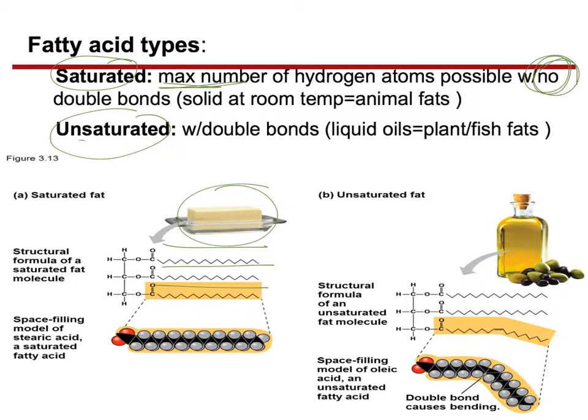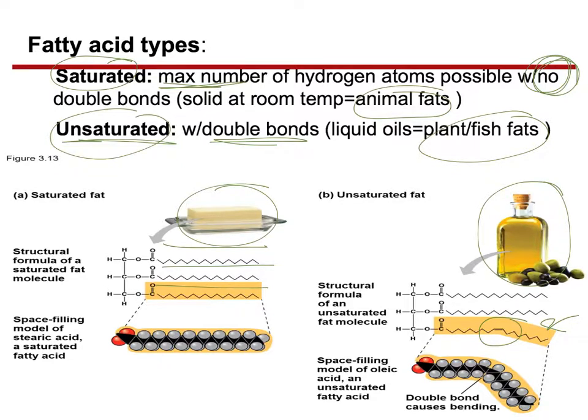On the other hand, unsaturated fats have double bonds periodically. The double bond gives it a little bit of a kink so that the fatty acid tails can't sit so closely together. As a result, these fats end up being liquid at room temperature. So saturated fats tend to be animal fats and are solid at room temp. Unsaturated fats with the double bonds tend to be plant and fish fats, which are liquid at room temp. A little bit more healthy for us also.